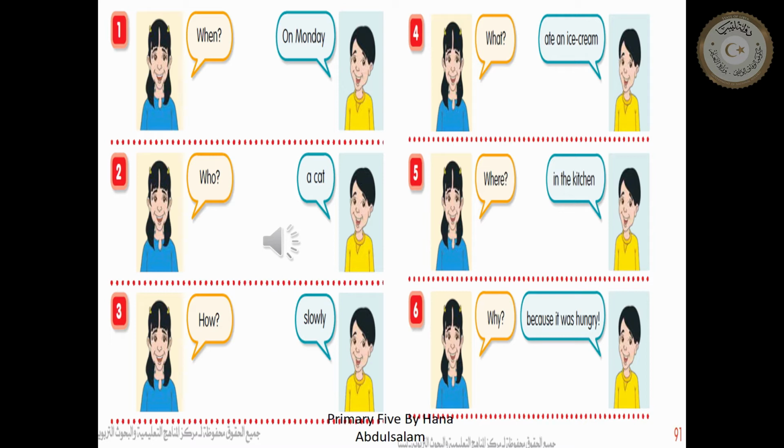Listen and point. When? On Monday. Who? A cat. How? Slowly. What? Ate an ice cream. Where? In the kitchen. Why? Because it was hungry.